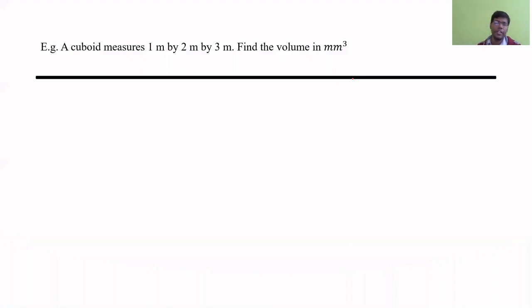Let's again try to understand with the help of a simple question. A cuboid measures 1 meter by 2 meter by 3 meters. Find the volume in millimeters square. So let's draw it. We have a cuboid.